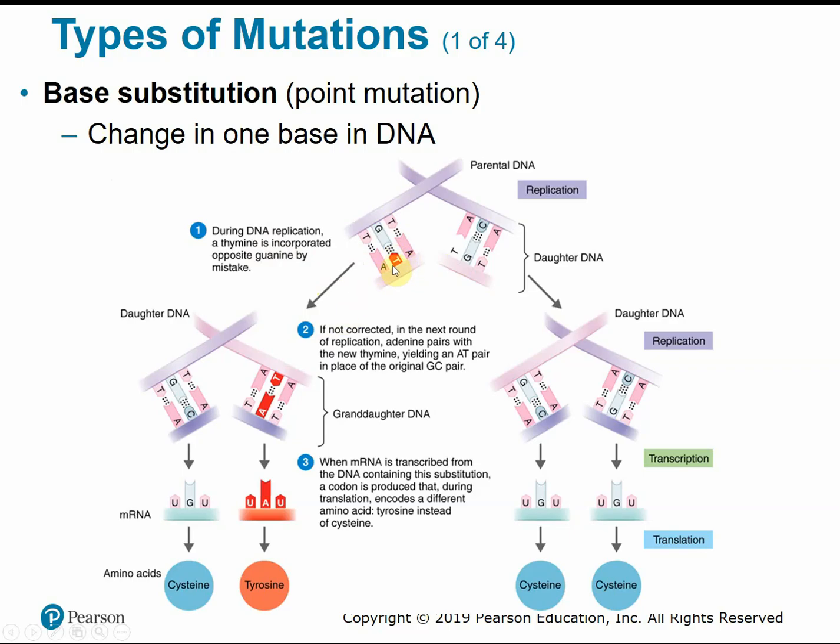So if our DNA polymerase proofreading doesn't catch this typo in the DNA, in our next round of replication, that adenine is now going to pair with thymine and yield an AT pair. So this would be a correct base pair. But this adenine doesn't know, right, that it was supposed to be a cytosine originally. So now when our mRNA is transcribed from this DNA with our new substitution, a codon is produced that codes for a different amino acid, right? So we're supposed to have two cysteines linked together with a peptide bond, not a cysteine and a tyrosine. So this could change the entire structure and function of our protein.